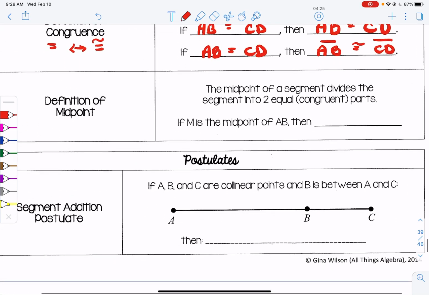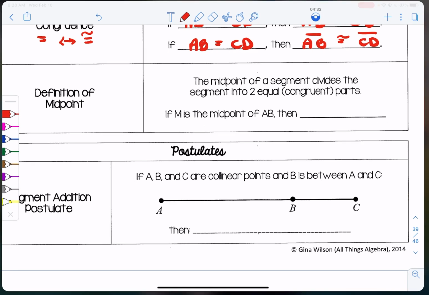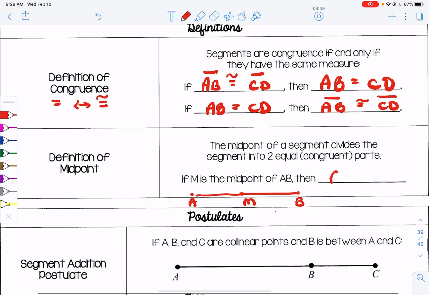Okay, definition of midpoint, we've had this. Divides it into two pieces. So if M is the midpoint of AB, remember we can draw that A, B, and M is right in the middle. Then we know that the measure of AM is equal to the measure of MB.